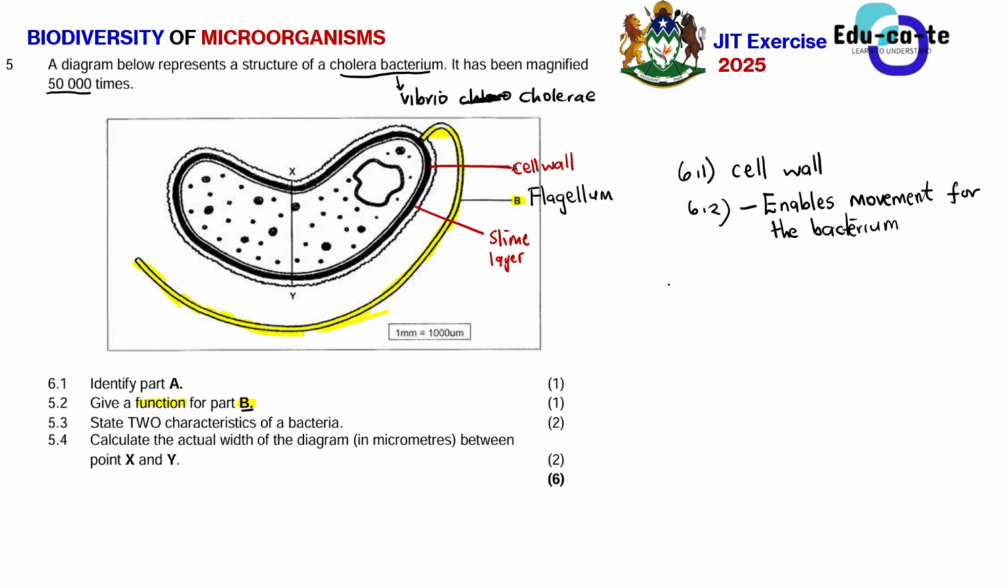Then let's go to 6.3. Now they say state two characteristics of a bacteria. Remember that a bacteria has got a set of characteristics. You can talk about the number of cells it has, you can talk about the type of nucleus that it has got, you can talk about the nutrition of a bacteria, you can talk about the reproduction of a bacteria. There are quite a lot of things that you can talk about here when you talk about characteristics.